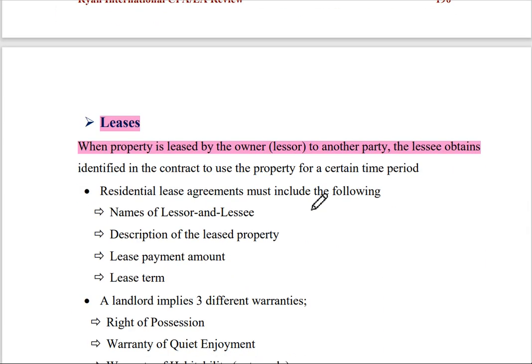All right. Now, when we discuss leases, leases are when property is leased by the owner. The owner gives a right of use of the property to a lessee, basically. Of course, this needs to mention the names of the lessor and the lessee, the description of the lease property, the lease payment amount, and the lease terms.